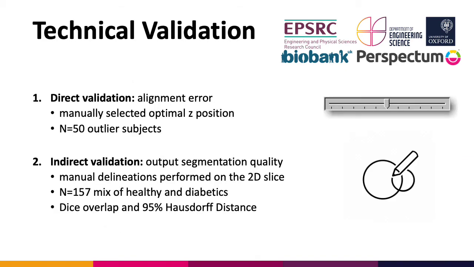We performed two validation experiments for our method. The first was a direct validation of the alignment error between methods using annotated manual reference positions, whereas the indirect validation used output segmentation quality, using manual delineations that had been performed on the T1 slice directly as reference. We used Dice overlap and 95% Hausdorff distance as metrics.